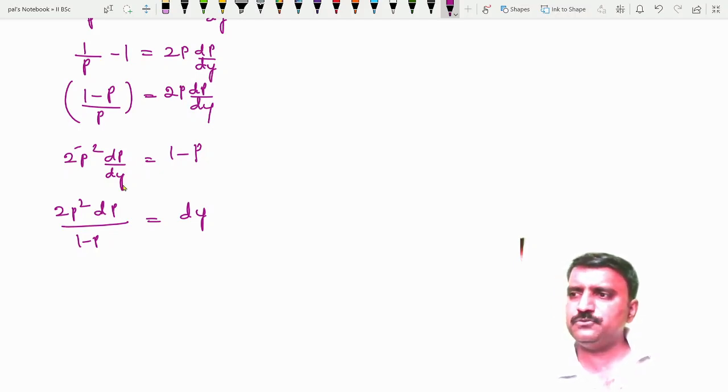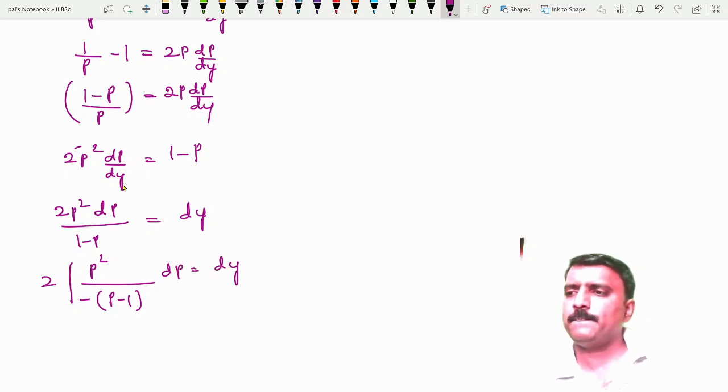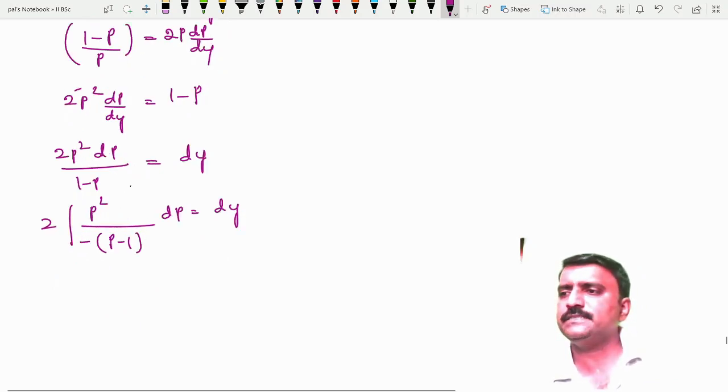So keep this 2 as it is. Integration of p square divided by, so you write this as minus of p minus 1. Let's write it like this, minus of p minus 1. You will understand why in the next step. Into dp is equal to dy. Okay, any idea to integrate this?